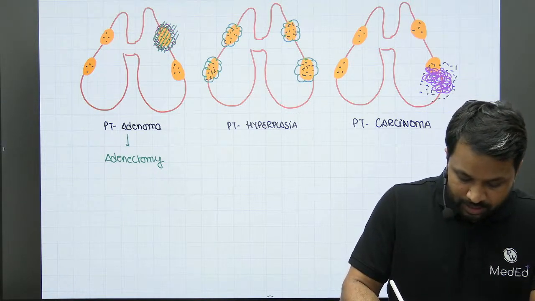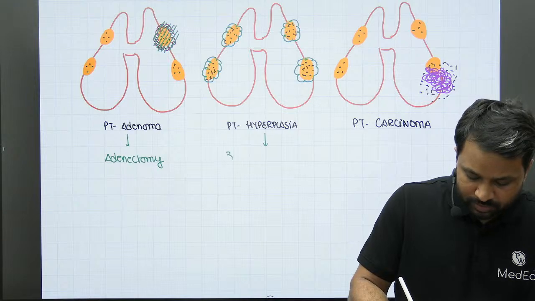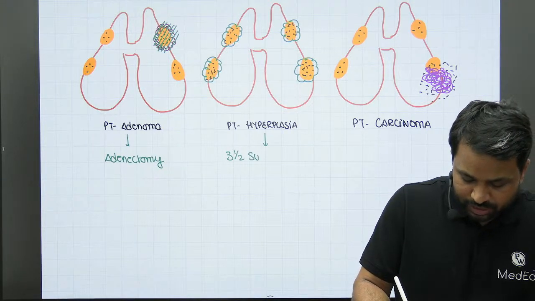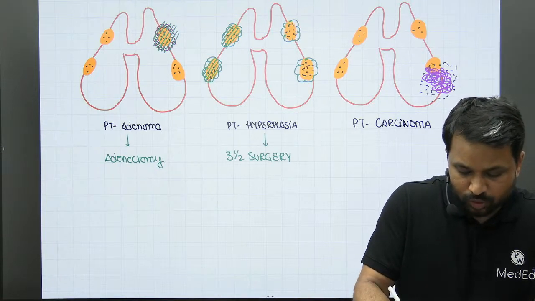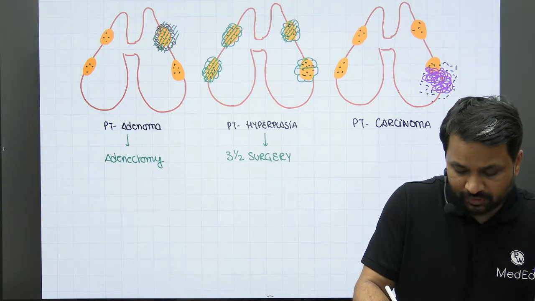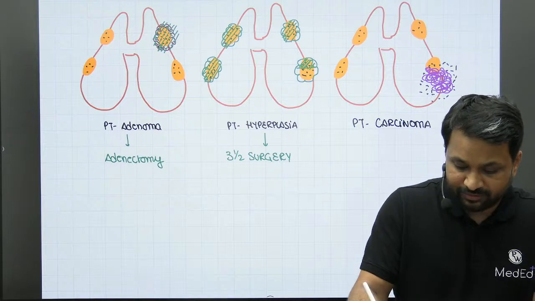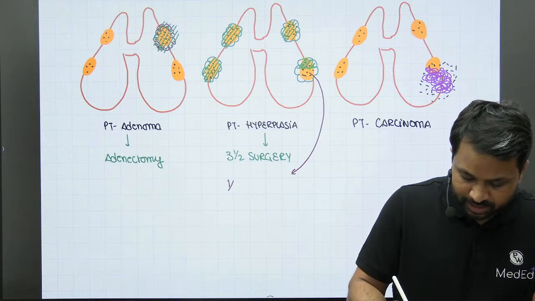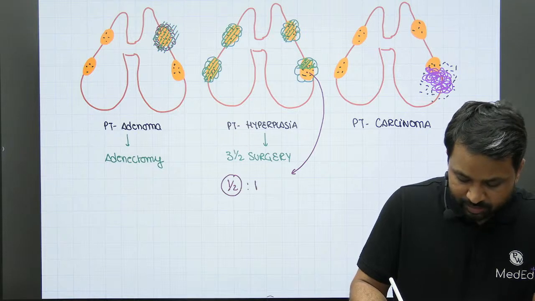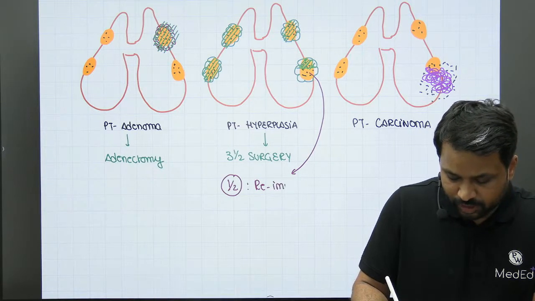For a parathyroid hyperplasia, we will do something called a 3.5 surgery. So in a 3.5 surgery, I will remove 3 parathyroid glands completely. The 4th one, I will remove only half. The other half that is left behind is going to be reimplanted.